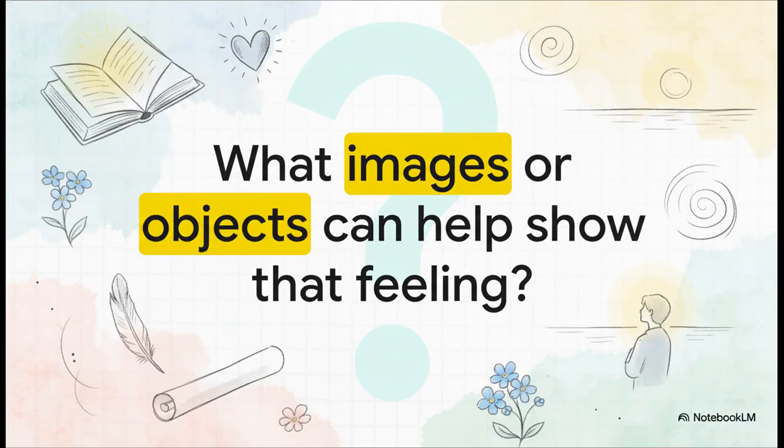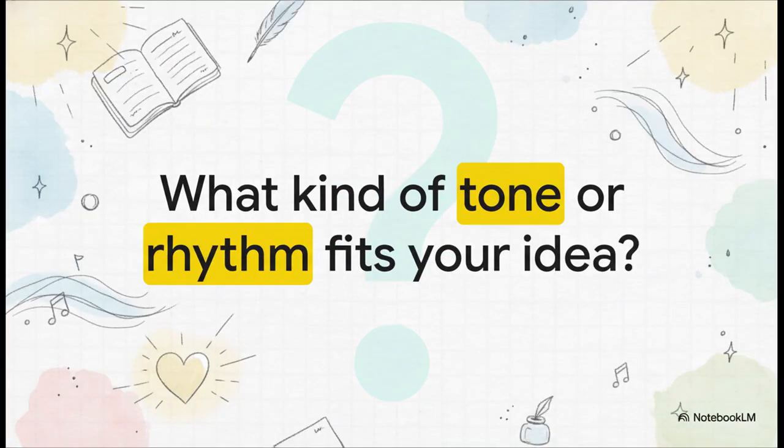Okay, now think about this. How can you show that feeling instead of just saying it? If you feel joyful, maybe you think of a bird soaring high in the sky. If you feel peaceful, maybe you picture a completely still lake at dawn. What pictures come to mind? And what about the sound and the feel of your poem? Should the words kind of bounce along in a happy way, or should they flow slowly, maybe a little more seriously? The rhythm you choose is really going to help bring your theme to life.